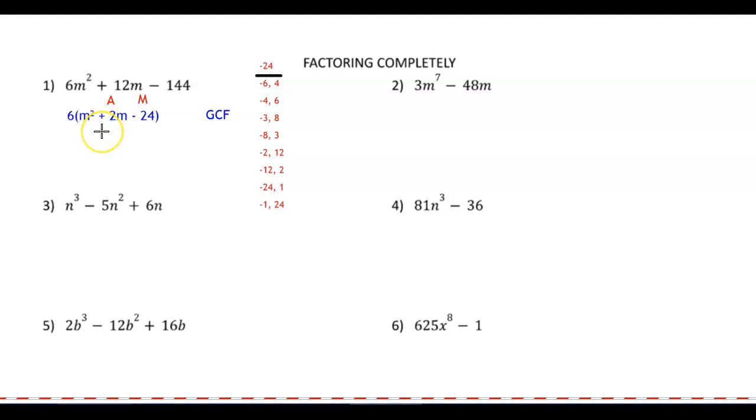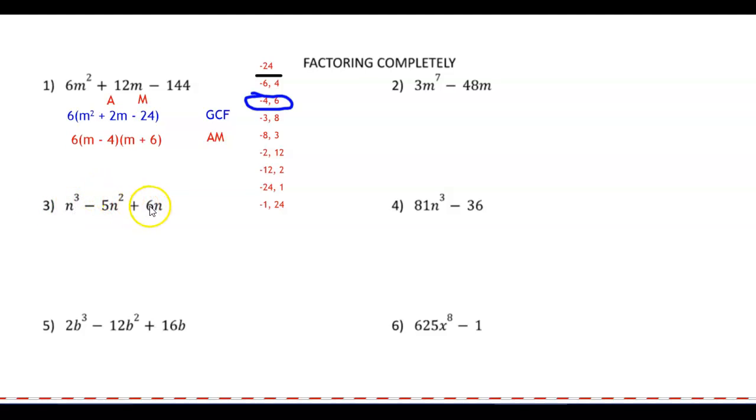Maybe one of them is 2 larger than the other one. So I'm not going to use negative 1 and 24 because one of them is much bigger than the other one. But it looks like negative 4 and 6 has the property that one is 2 larger than the other one, right? Negative 4 and 6. The 6 is 2 larger than the 4. So that's what this is going to look like when we use the AM method. That answer is correct and complete. I'm going to move on to the next one.